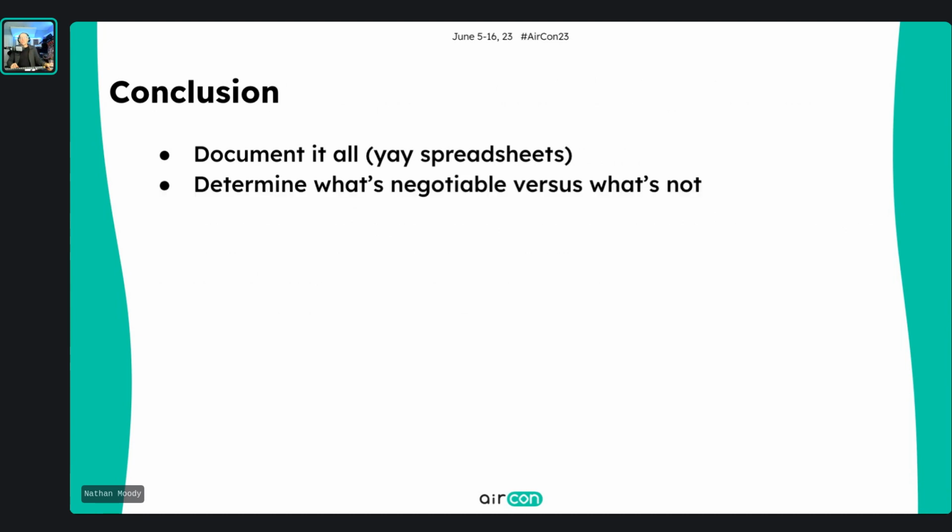Determine what's negotiable versus what's not. Is your cost in any way negotiable because you can change something about your circumstances? If it's not negotiable, focus on what can be, such as maybe the kinds of projects that you're looking at, the risk factors that maybe could be mitigated by some extra work on the client, stuff like that.